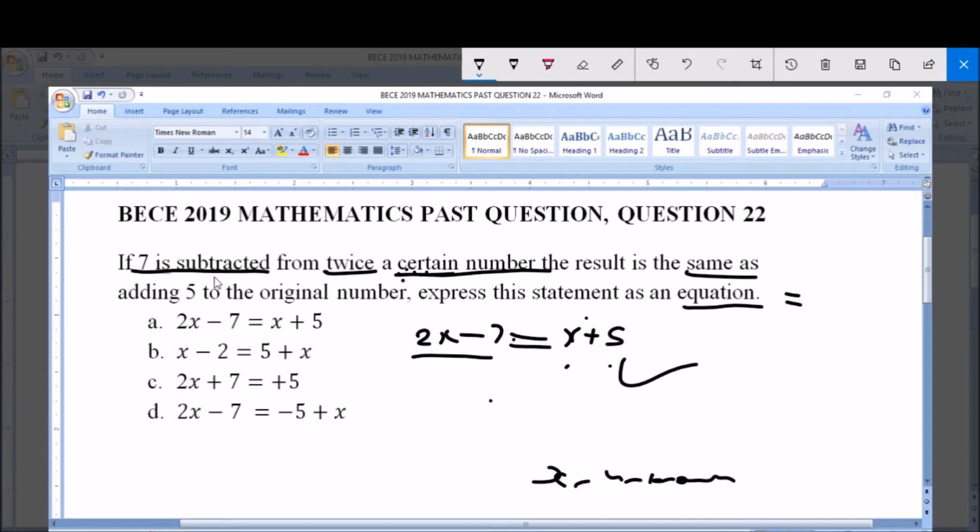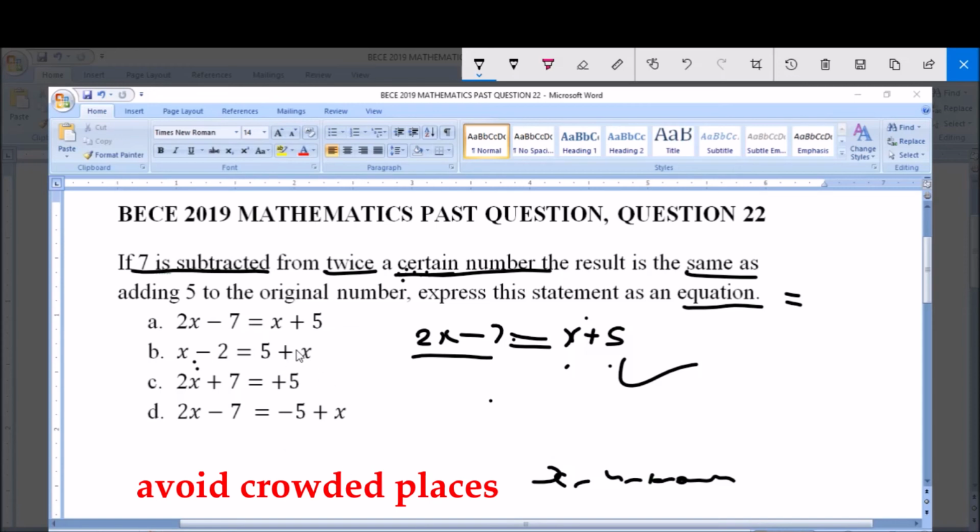Now let's go to the options and check which of these is our correct answer. A says 2x minus 7 is equal to x plus 5. B says x minus 2 is equal to 5 plus x. C says 2x plus 7 is equal to plus 5. And D says 2x minus 7 is equal to minus 5 plus x.